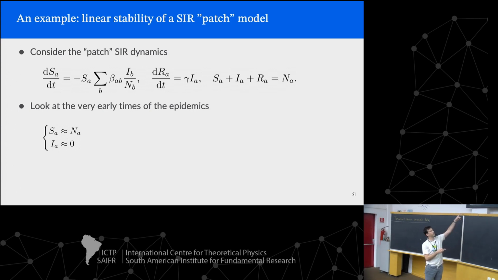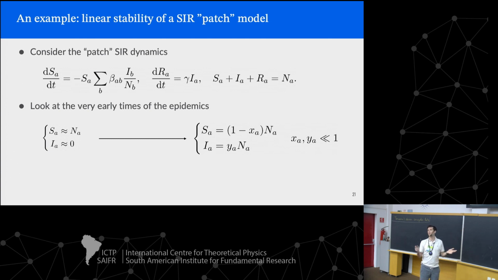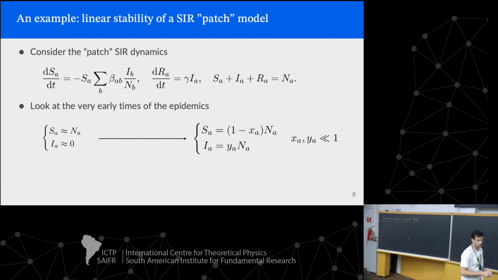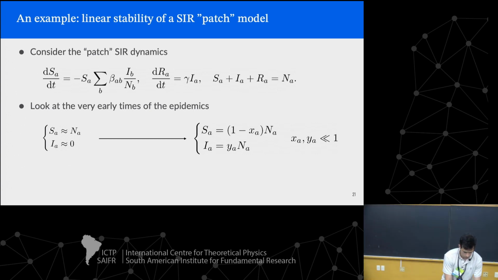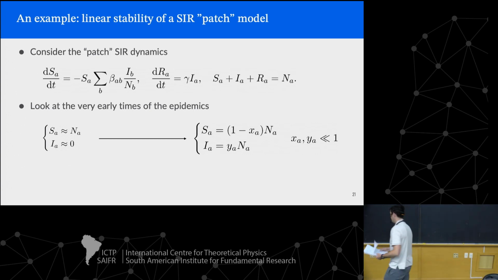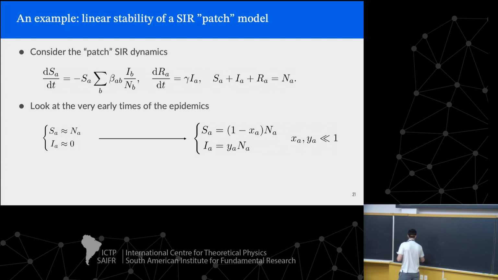And so the way to write this mathematically is to say that you have S_A equal to (1 minus X_A) times the population, and I_A equal to Y_A times the population, and both of those X_A and Y_A are very small. Okay, so this is what I'm going to write down, and then let's see what insight we can get from there.